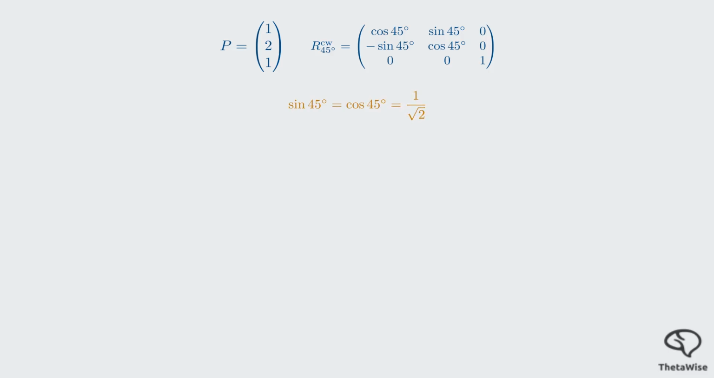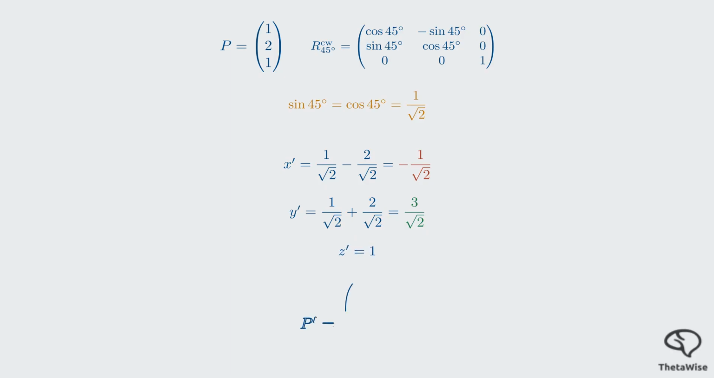Since both sine and cosine of 45 degrees equal 1 over square root of 2, the first coordinate is 1 over square root of 2 minus 2 over square root of 2, or negative 1 over square root of 2. The second is 1 over square root of 2 plus 2 over square root of 2, or 3 over square root of 2. The third remains 1. Thus, the transformed coordinates are negative 1 over square root of 2, 3 over square root of 2, 1.